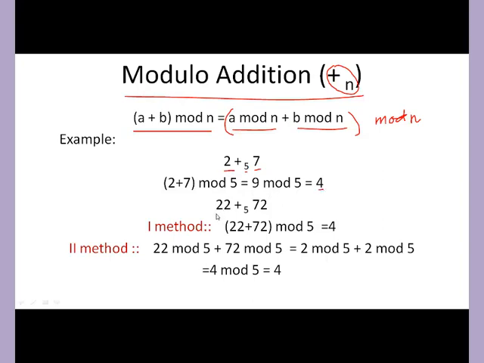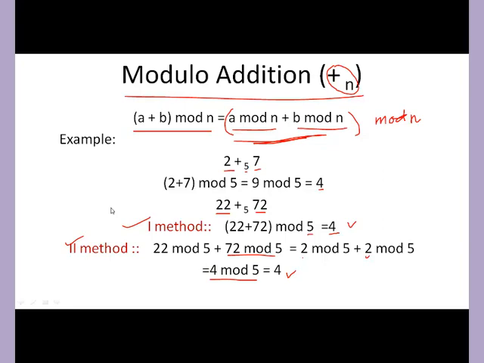Again for 22, we can check 22 plus 72. Simply you can check, it is 94, and if you take mod 5, it gives 4. Second method: 22 mod 5 returns 2, and 72 mod 5 returns again 2. So we can add these numbers. 2 plus 2 returns 4 mod 5. This is 4. So same thing we can do with any method, first method or second method.